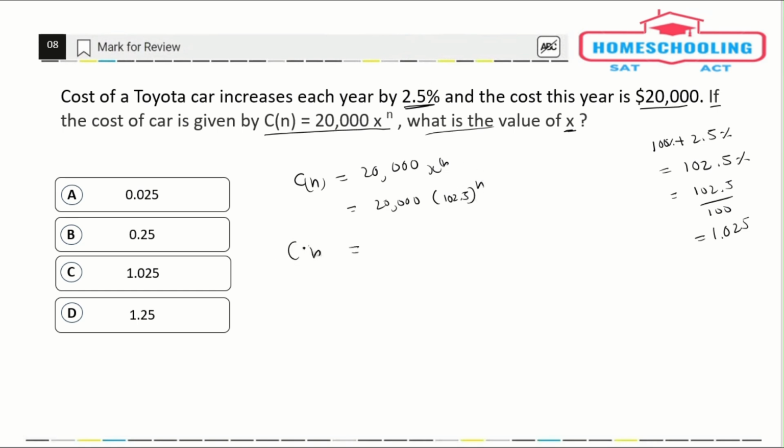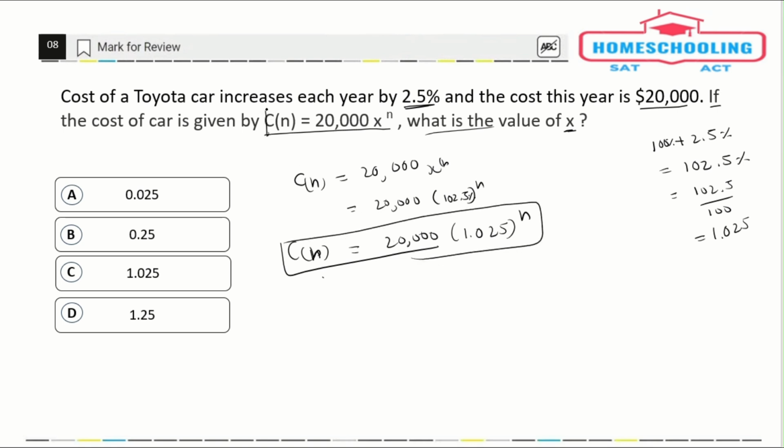So Cn would be 20,000 times 102.5%, and 102.5% can be written as 1.025 to the power n. So if we equate this equation and the equation given here, from these two equations we can say that x is 1.025. So this is your answer. Now moving to the next question.